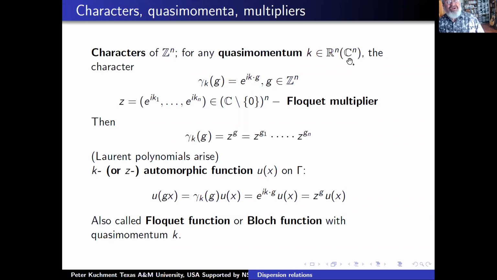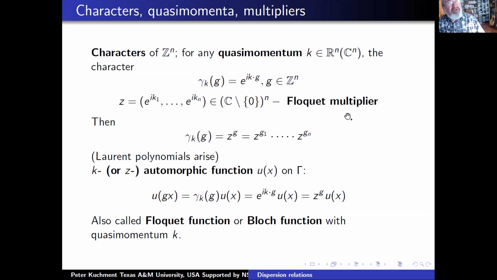But you can and should allow complex values of this k. Even in physics, they're important. And then this is a non-unitary character, which corresponds to non-unitary representations. And for us, in the discrete case, it is very frequently more useful to consider, instead of those quasi-momenta k, their exponents. If you exponentiate each of the components of k, you get a complex vector. If k is real, it will be a vector with components of absolute value 1. If k is complex, you can shift from this torus.